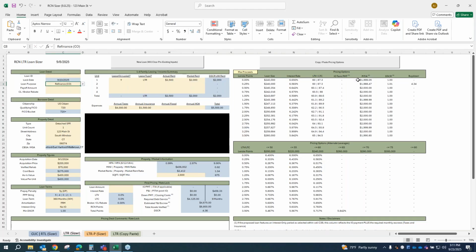See how your loan size has changed, right? Our DSCR dropped below 1. Now our max loan amount is 240,000. But this client, the cash out is way more important to them than anything else because they need that cash out to go buy an investment property to continue growing their portfolio.